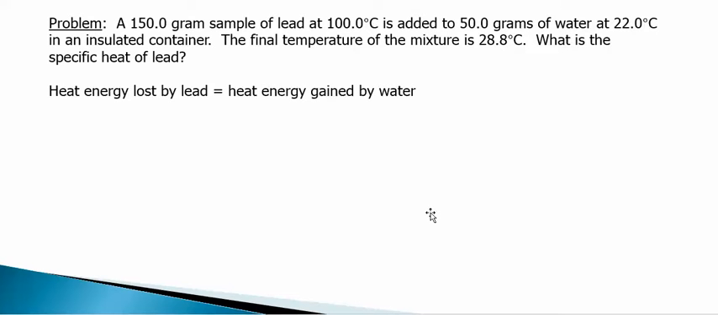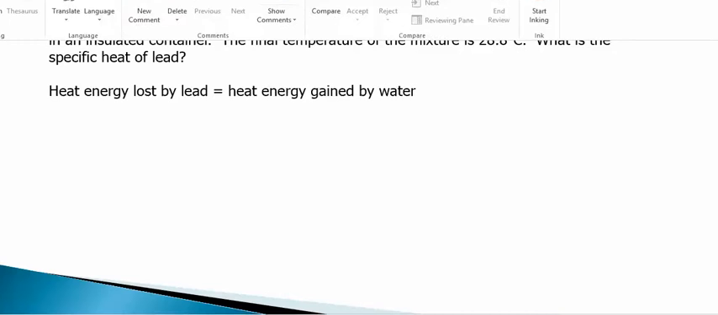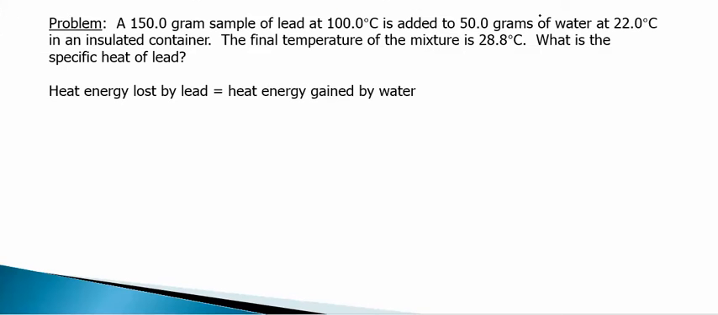We have a 150 gram sample of lead at 100. It's added to water at 22 degrees Celsius. The final temperature is 28.8. What is the specific heat of lead? In an insulated container, we're assuming that no heat is lost to the surroundings. So the heat lost by the lead equals the heat gained by the water. So MC delta T equals negative MC delta T. I'm just saying Q lost equals Q gained.